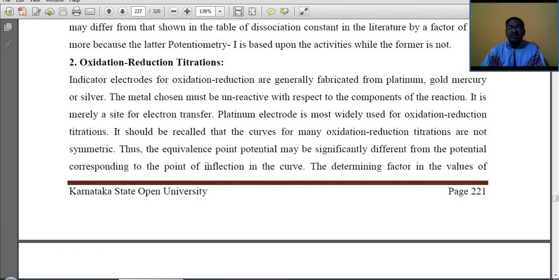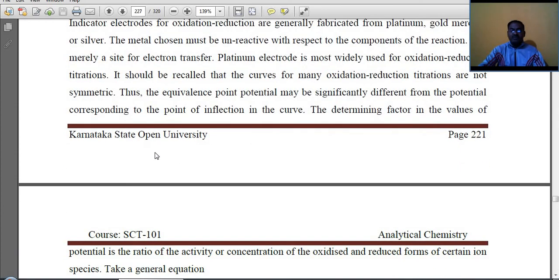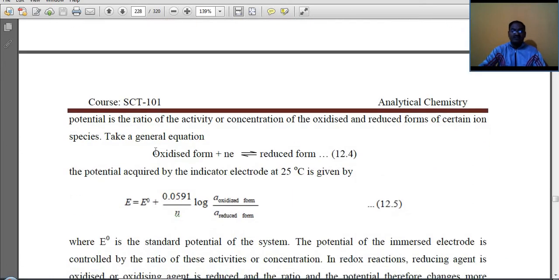It should be recalled that the curves for many oxidation reduction titrations are not symmetric. The equivalence point potential may be significantly different from the potential corresponding to the point of inflection in the curve.